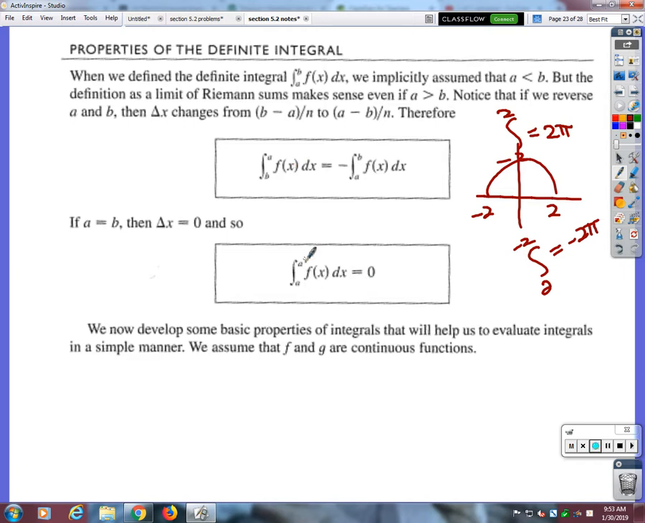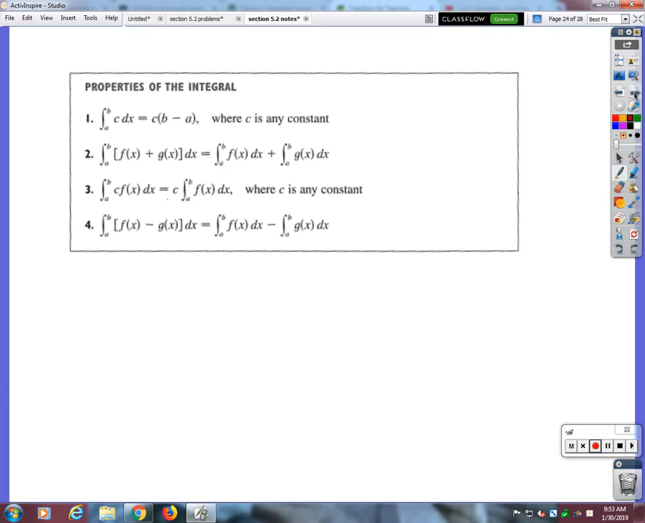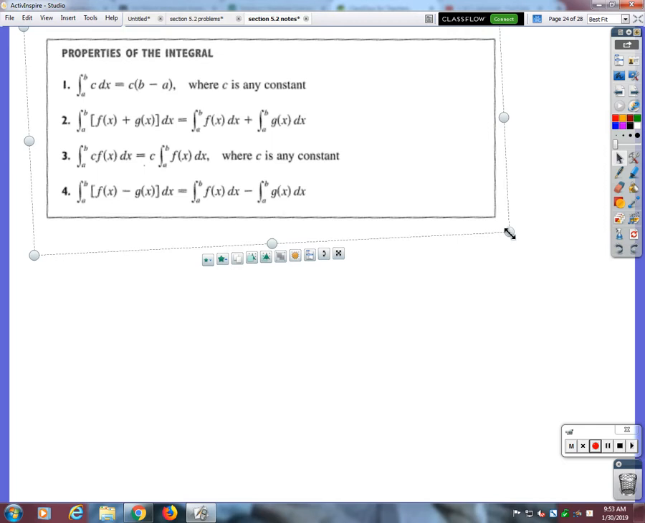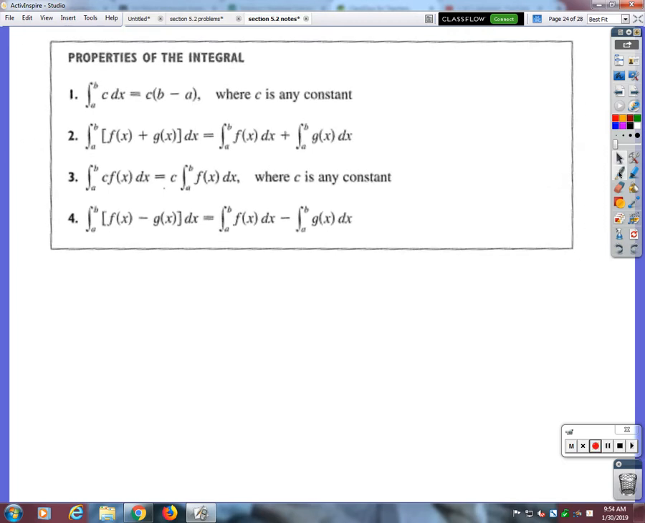If the limits of integration are the same, then it doesn't matter what curve you're finding the area under. It's still going to end up being 0. Okay? All right. So are these important enough for you to write down?